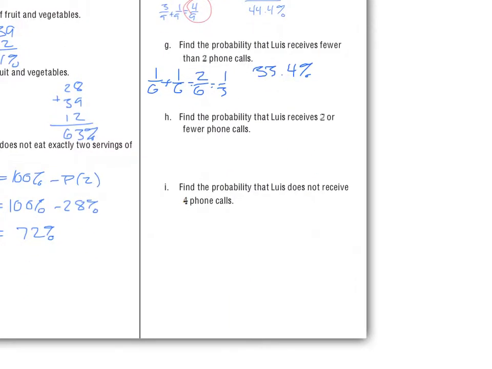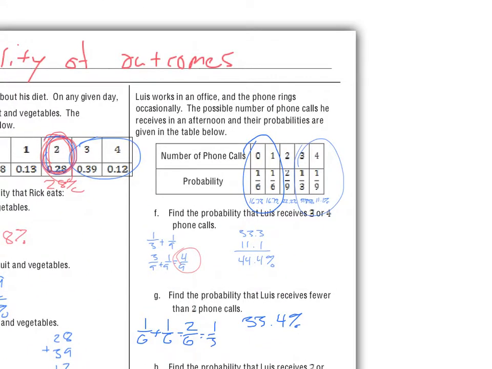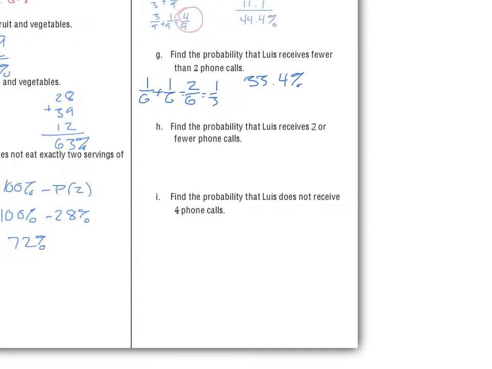Find the probability that Luis receives 2 or fewer phone calls. So when we look at this, 2 or fewer, that does include now the 2. So we could add the 2/9 in there, so 22.2%. So it's 33.4 from the earlier 16.7 plus 16.7, plus 22.2. And that's going to give me 55.6%. Again, I can tell you this is going to be a little bit off in terms of its accuracy just because of the rounding.